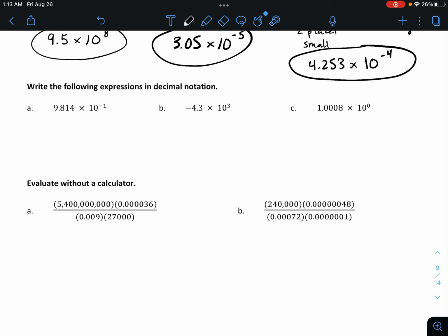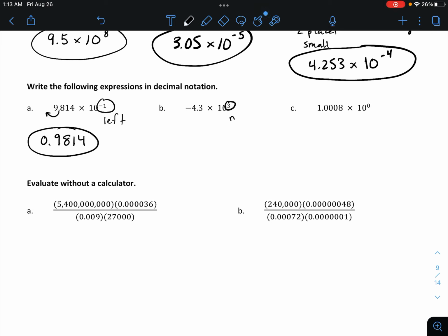Write the following expressions in decimal notation. So I would need to move it 1 place to the left. All right, so I'm going to go in this way, making it smaller. So this would be 0.9814. All right, this is written in decimal notation here. That's 9.814 times 10 to the -1st power.